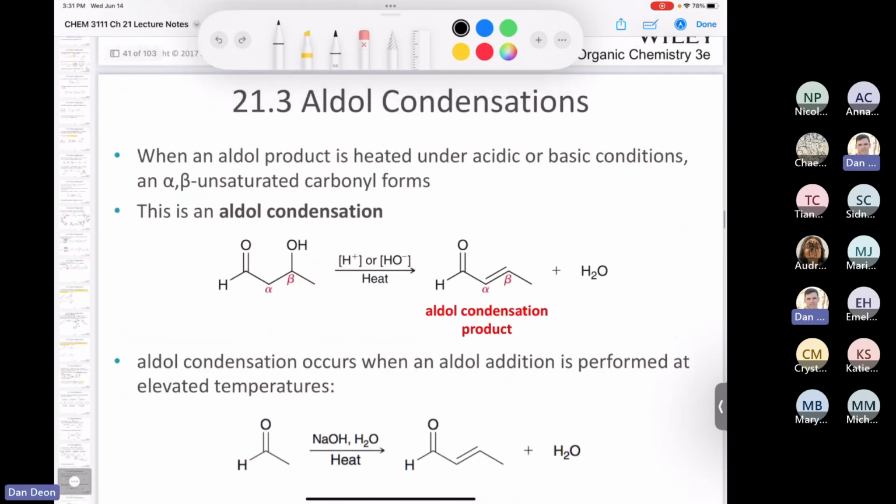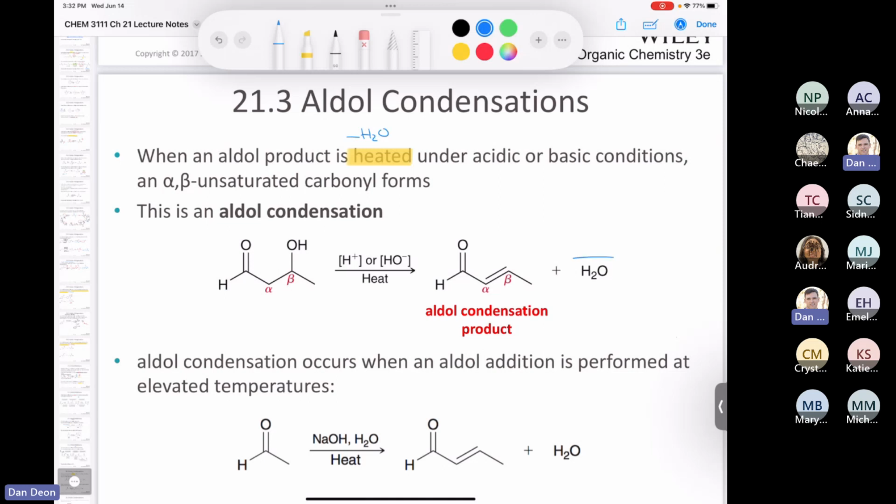All right, so when an aldol product is heated, and this is going to be key, what happens to you and me when we get really warm? We tend to sweat and lose water, and organic compounds like to do the same thing. When you heat up the aldol product, you end up losing water, and you make an alpha beta unsaturated carbonyl.